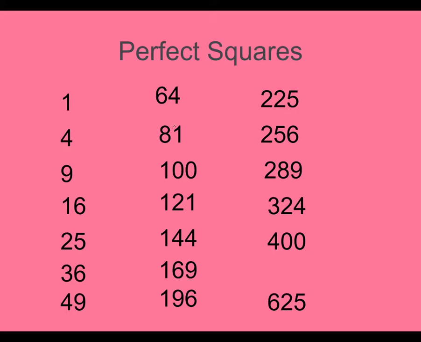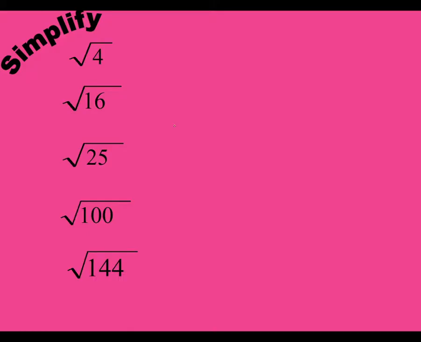You're free to use calculator kung kayo nahihirapan. So let us try. What is the square root of 4? That is 2. Square root of 16 is 4. Square root of 25 is 5. Square root of 100 is 10. And square root of 144 is 12. So in other meaning, that is 2 times 2, 4 times 4, 5 times 5, 10 times 10, 12 times 12.